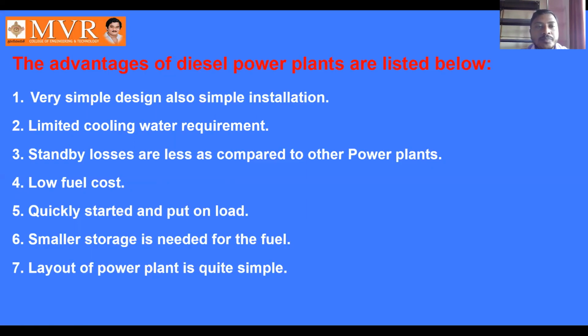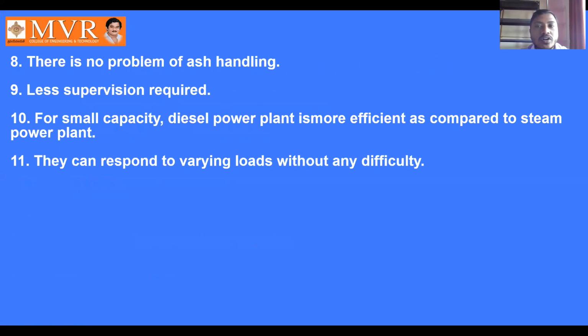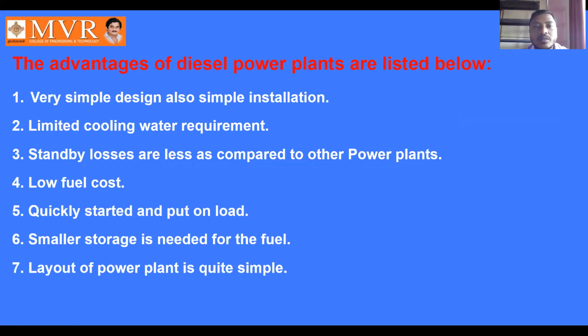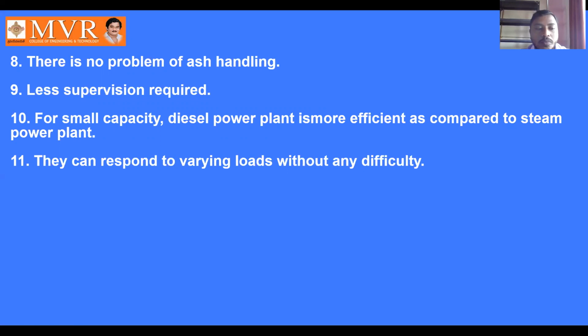We have some more advantages: there is no problem of ash handling, and less supervision is required. For small capacity, a diesel power plant is more efficient as compared to a steam power plant. They can respond to varying loads without any difficulty. These are some of the advantages of diesel power plants when compared with other power plants.